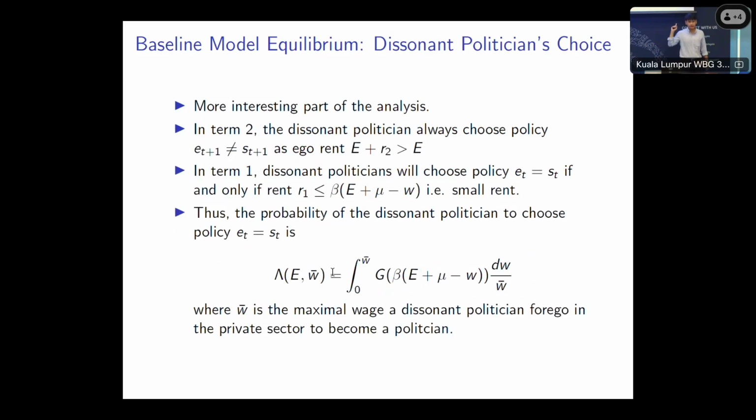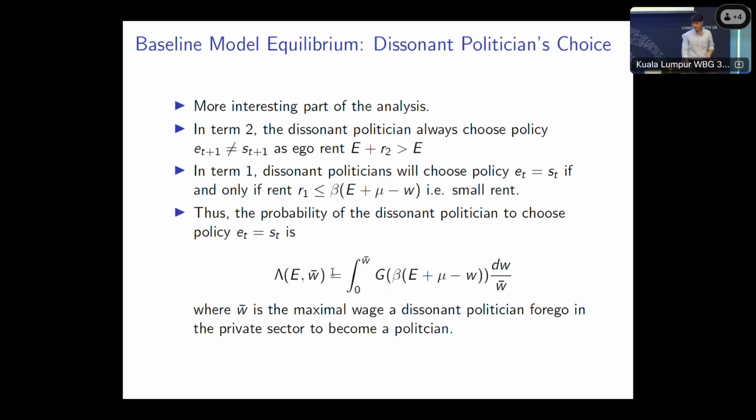And so the next is the dissonant politician, which is the more interesting part of the analysis. In the second term, the dissonant politician always chooses the non-congruent policy. The ego rent plus the rent is always larger than E. So you're like Donald Trump. You're not going to win the next election anymore. You're not going to contest anymore. You can do whatever you want. So that's the dissonant politician.